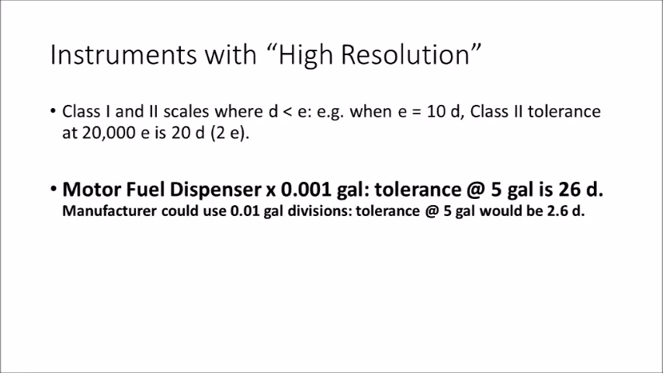The next is the motor fuel dispenser, and there's a reason that I used it in some of the other videos. What we see is the tolerance at 5 gallons on one of these instruments is 26 scale divisions. Now, the manufacturer could have used 0.01 gallon divisions, which would have made it a normal resolution instrument, and the 5 gallon tolerance would have been 2.6 divisions.